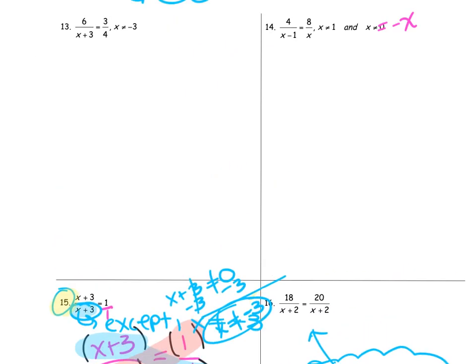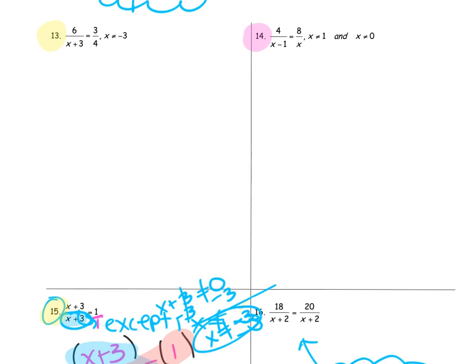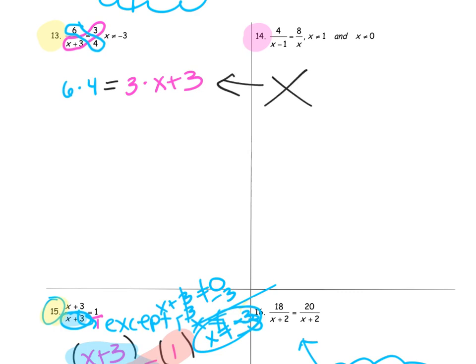All right, so the last one that I'm going to do is question 13, and you are going to do question 14. Okay, so question 13, let's start to multiply. Okay, here we go. Cross multiplication. All right, so I have 6 times 4 equals 3 times x plus 3. And someone should be saying something on the other end, like, Miss Tomei, what are you doing? Guys, what's wrong with what I just did? This is not right. Wrong. What's wrong with what I did? Do you see it?